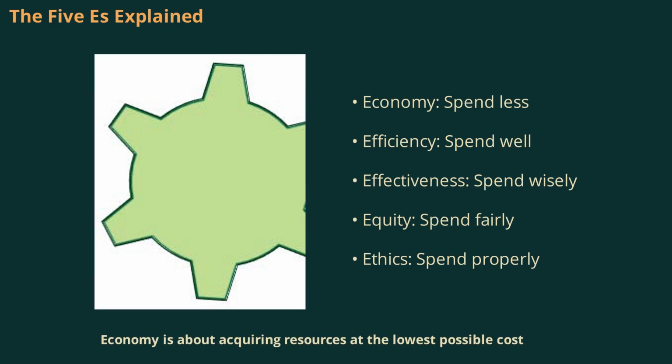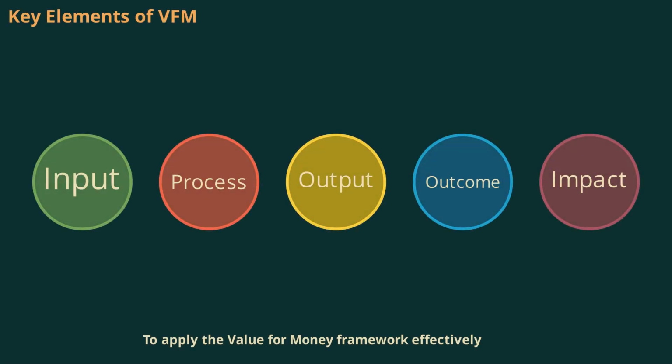Economy is about acquiring resources at the lowest possible cost. Efficiency focuses on the relationship between inputs and outputs, getting the most from what you have. Effectiveness is all about achieving the intended outcome. Equity ensures that resources are distributed fairly, and ethics guarantees that funds are used responsibly and transparently. By balancing these elements, NPO can demonstrate accountability and maximize their impact. Apply the value for money framework effectively.